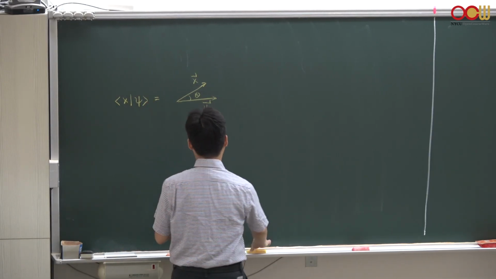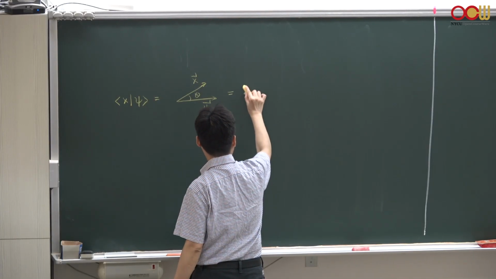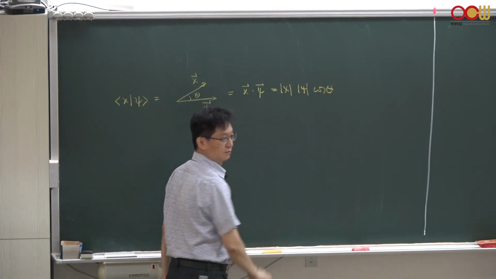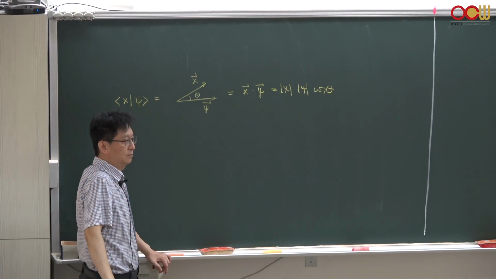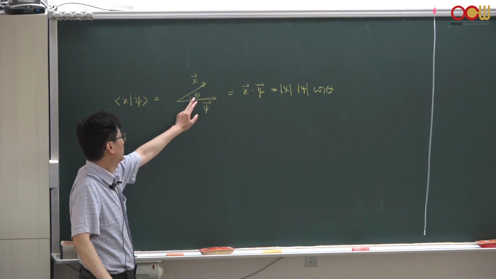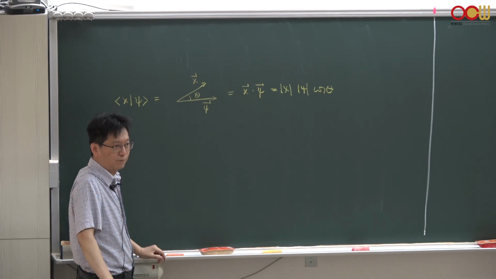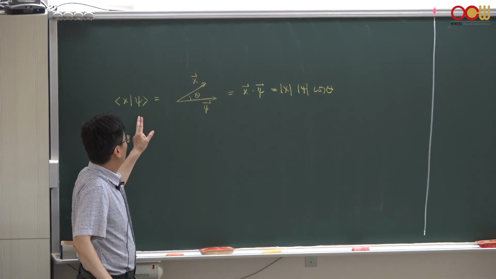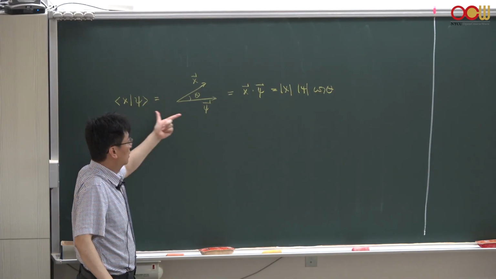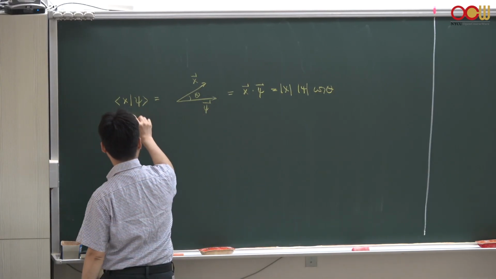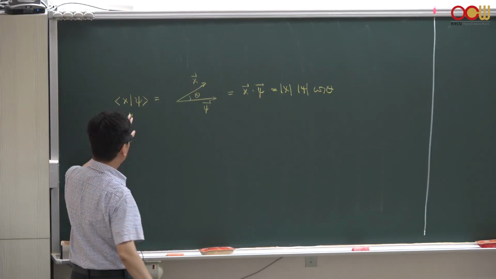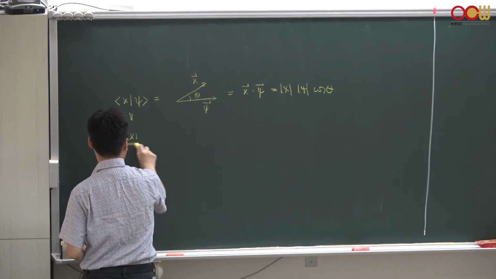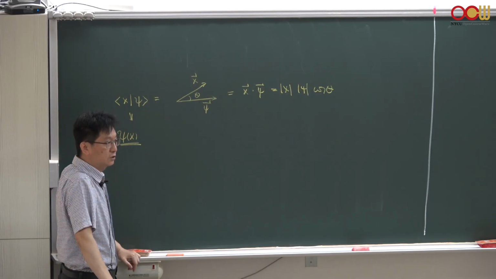If you take the inner product between any two vectors, x and psi, this is nothing but the magnitude of x times the magnitude of psi times cosine theta, where theta is the angle between these two vectors. You know that from junior high school, isn't that so? But the way that we see this analogy is based on Schrödinger wave functions. Remember, if you look at this from the Schrödinger wave function, this is nothing but psi of x.